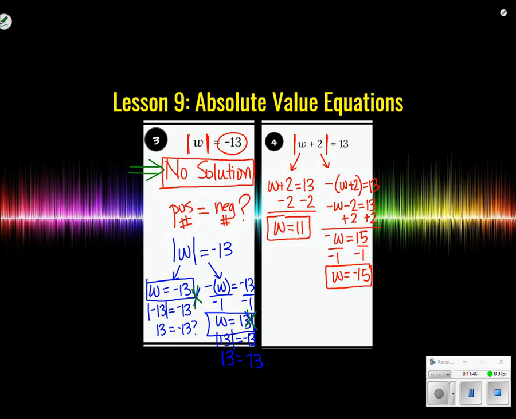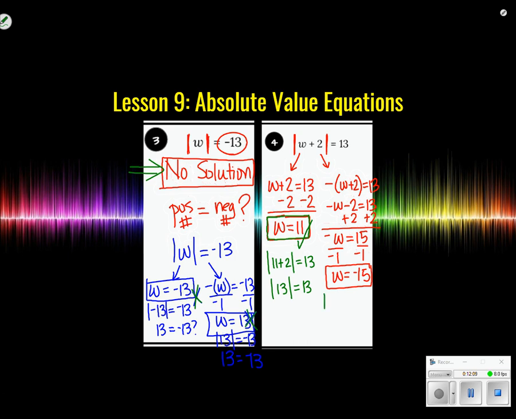Now, some people fall into the trap that as soon as they get one answer, like 11, they think the other one is automatically negative 11. So don't fall into that trap. So let's look. Absolute value of 11 plus 2 is the absolute value of 13. Is the absolute value of 13 equal 13? Yes, it does. So that one works.